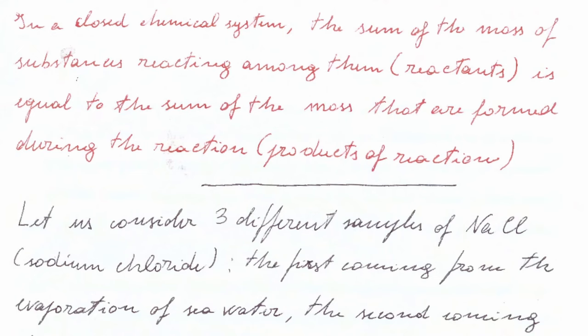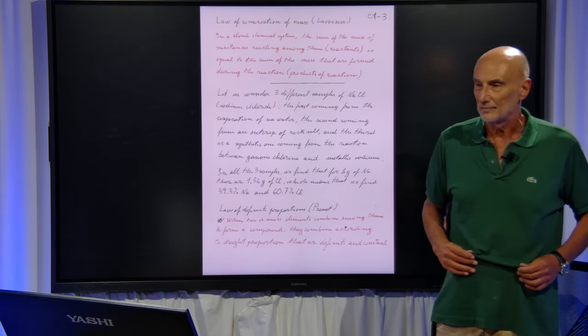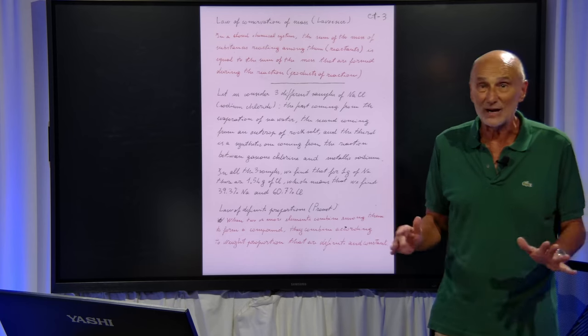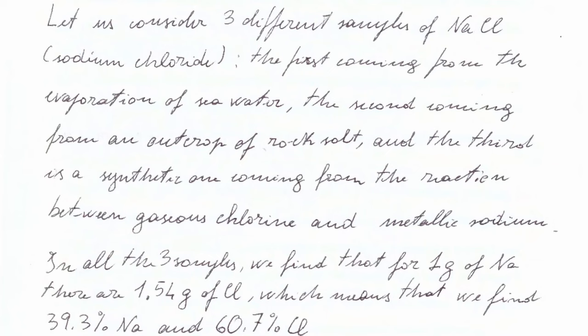The second fundamental law of chemistry. Let us consider three different samples of the same chemical substance, sodium chloride. We pay attention to three different samples of sodium chloride that exhibit completely different origins. Namely, sodium chloride may be produced by evaporating seawater, or sodium chloride may be obtained from the outcrop of rock salt, or, if you want, sodium chloride may be synthetically produced by reacting gaseous chlorine with metallic sodium.